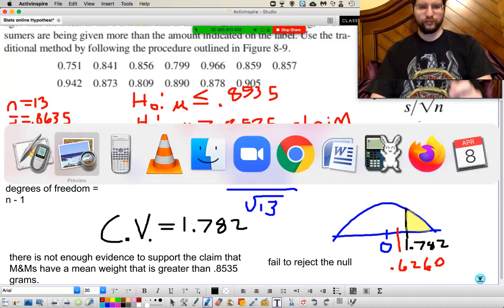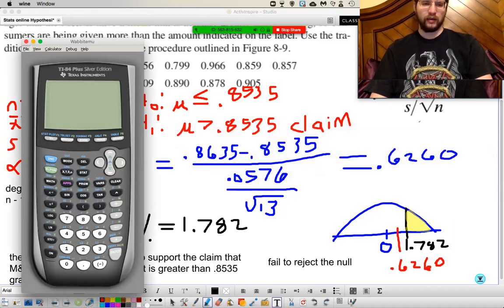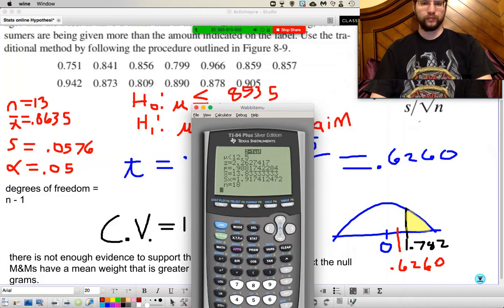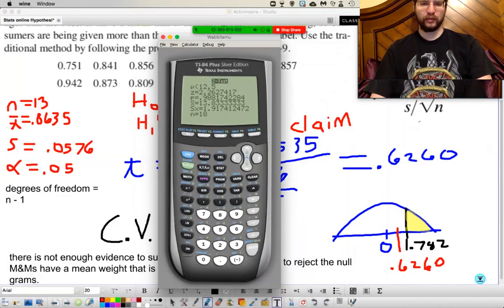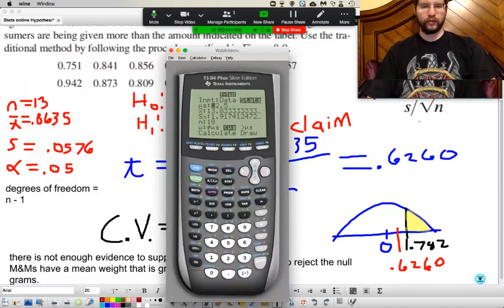So let's look at the TI. Now, if you are using the TI, you can run your t-test to the same place. Test number 2 is a t-test. We have stats, not data, to give us the information. Well, actually, we have data here. We could put that in and it'll give it to us, but it's easier just to type in the stats since that is also given to us. 0.8535.